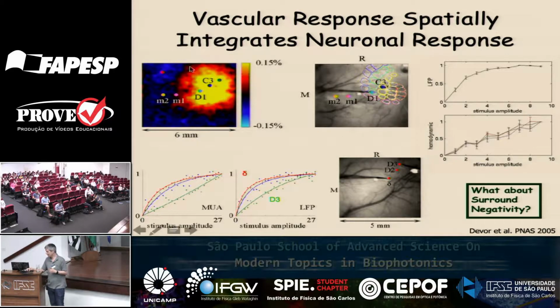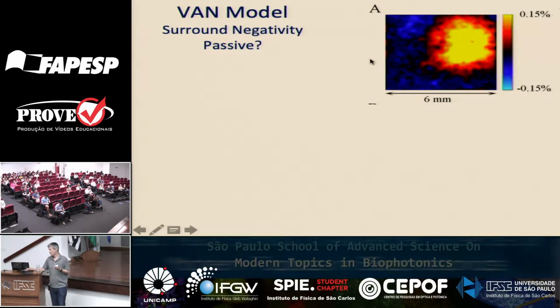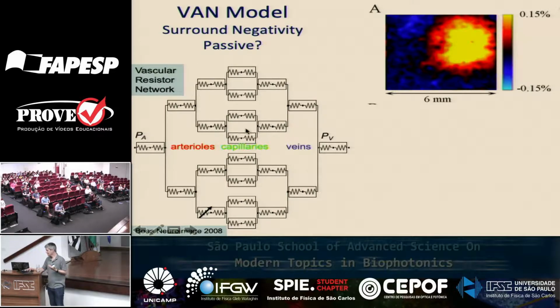Okay, but let's come back to this surround negativity, right? Is this surround negativity passive or is it active? So we did some modeling, and this was a lot of fun. I like to do modeling. At this time, people had been modeling the hemodynamic response to brain activity with essentially a series of pipes. You'd have an arteriole that could dilate, and then a capillary that could passively respond, and a vein that could passively respond. A very simple linear serial network of pipes.